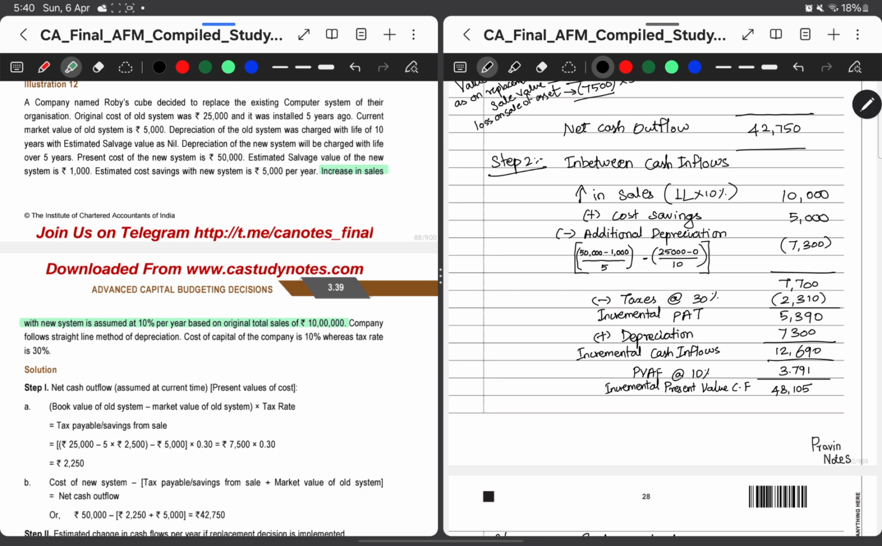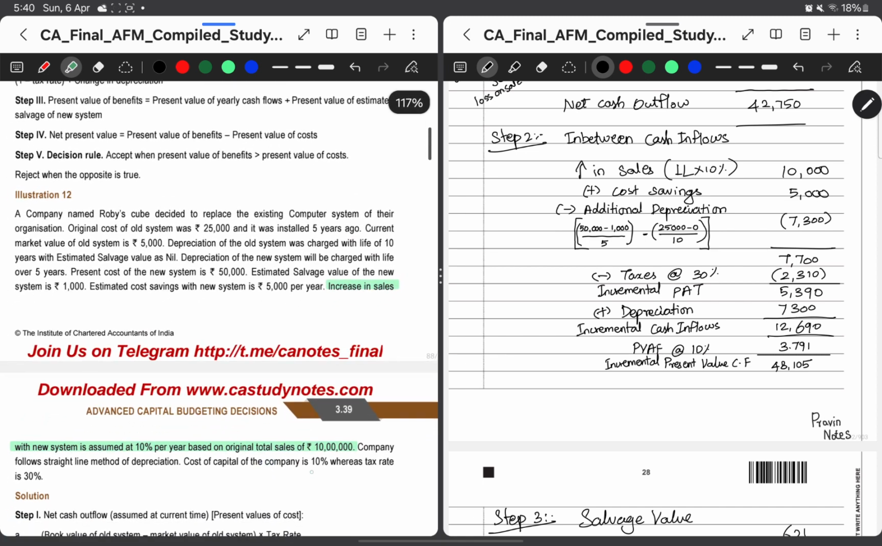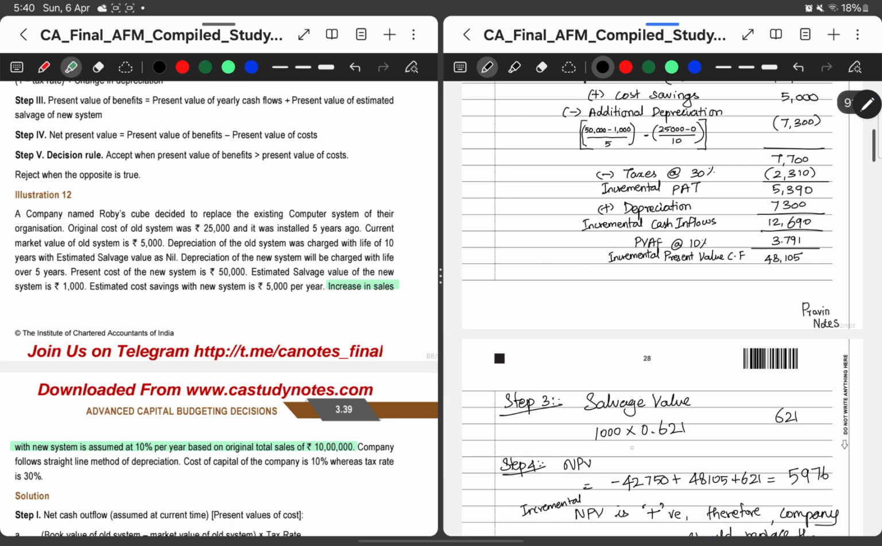And if we add back depreciation, since it is a non-cash item, then we'll get an incremental cash flow of 12,690. Then since they have given 10 percent as the cost of capital, the present value annuity factor at 10 percent for 5 years will be 3.791. Multiplying that, we get 48,105. Then for salvage value, there is a change of 1,000, because previously the salvage value was nil, now it is 1,000 into the year 5 present value factor, which is 0.621, we get 621.